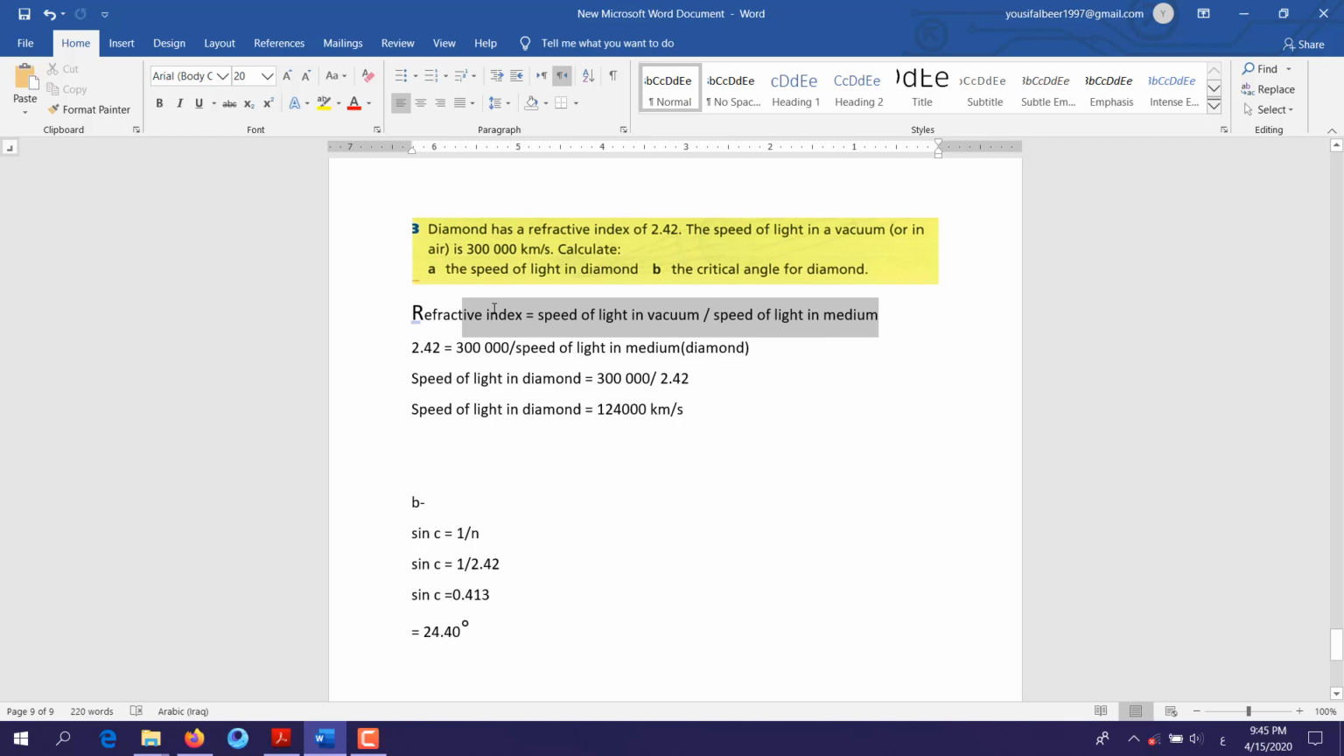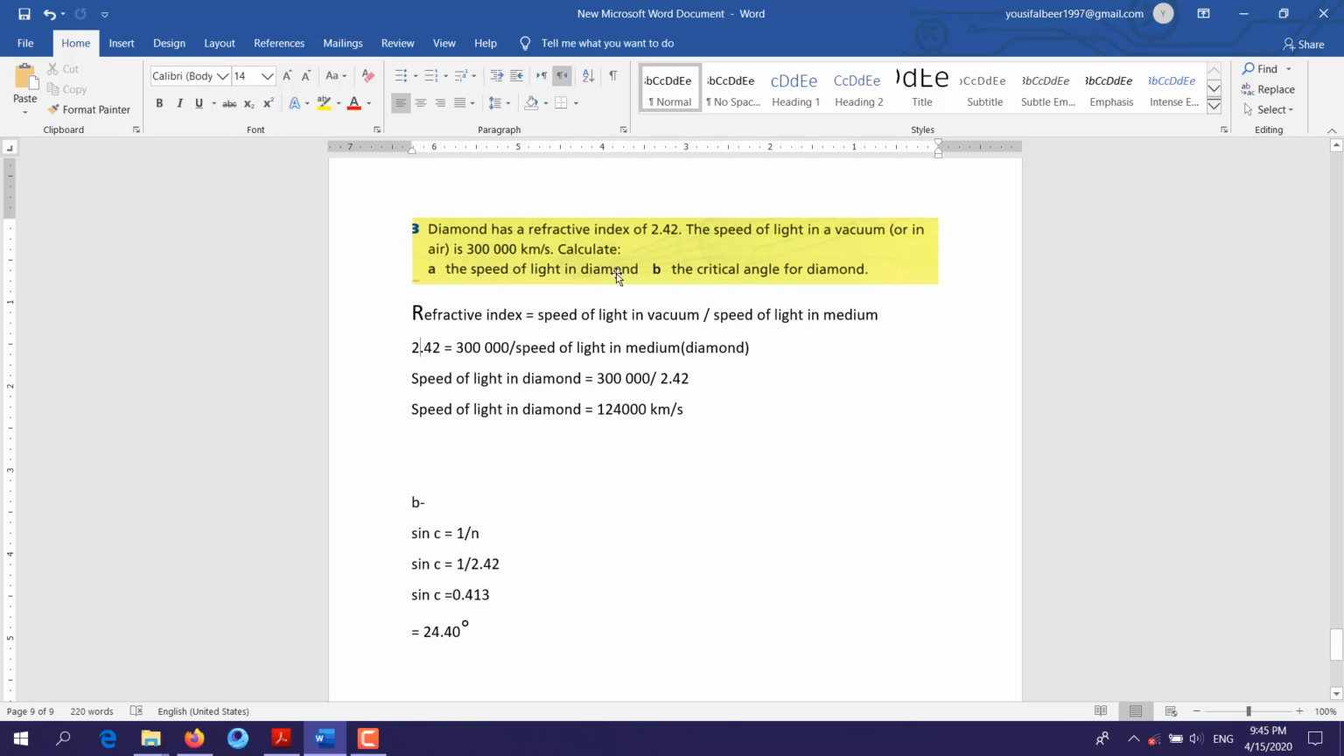This also has one main formula. You have the speed of light in vacuum, you have the refractive index, and you need to find the speed of light in diamond, or in a medium. So you write the formula: refractive index equals the speed of light in vacuum over the speed of light in medium. Here, the medium is diamond. Second step, we replace the words with numbers.